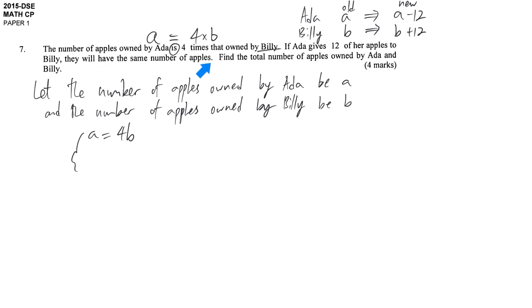They have the same number of apples. That means the final result, these two results are the same. So we can write A minus 12 is equal to B plus 12. Now we have two equations.